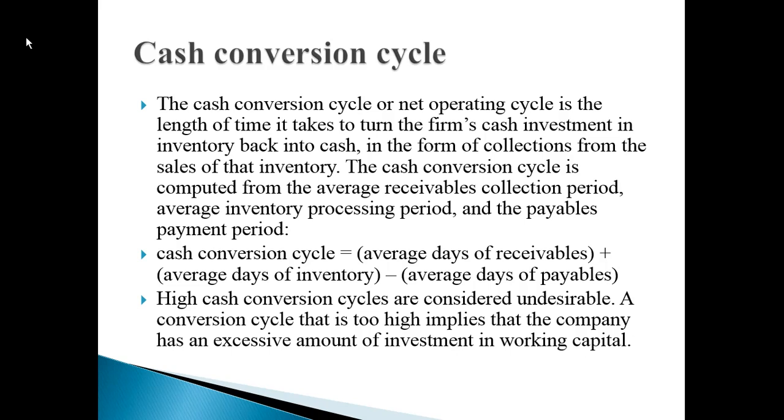And then the average days of payables is the average number of days it takes us to pay our creditors. Okay, so if we add the average days of receivables plus the average days of inventory, and then we subtract the average days of payables, we get the cash conversion cycle. So high cash conversion cycles are considered undesirable. A cash conversion cycle that is too high implies that too much of our capital is held up in working capital.